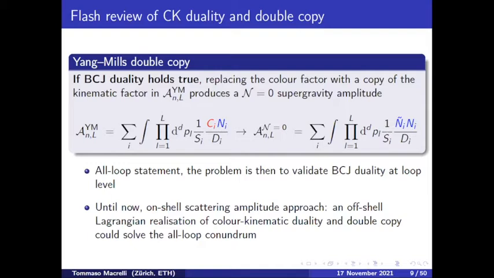Until now, what I exposed was purely an on-shell scattering amplitude story. Now I want to change the perspective. I want to switch to an off-shell Lagrangian realization of color-kinematic duality and the double copy prescription, since this is the road we will take to solve the loop problem.